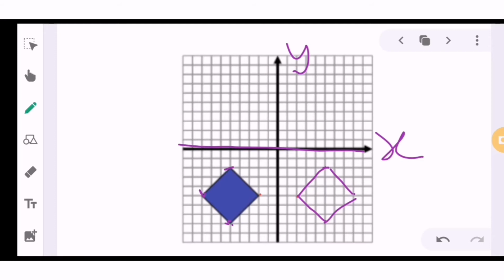3 seconds of thinking time. All right. So if your guess was the second quadrant, then your answer is perfect. If we flip this shape over the x-axis, it is going to fall within the second quadrant. All right. So let's try that.